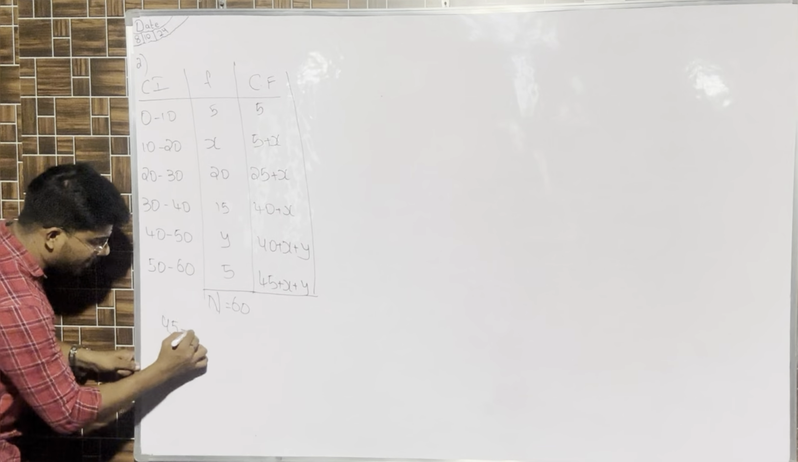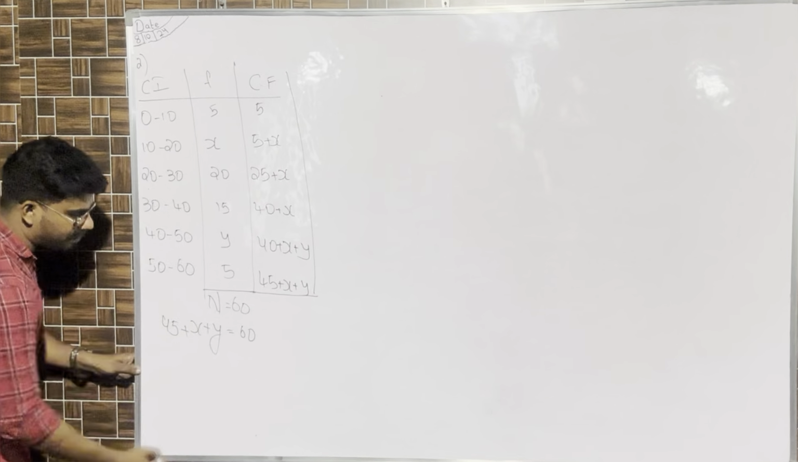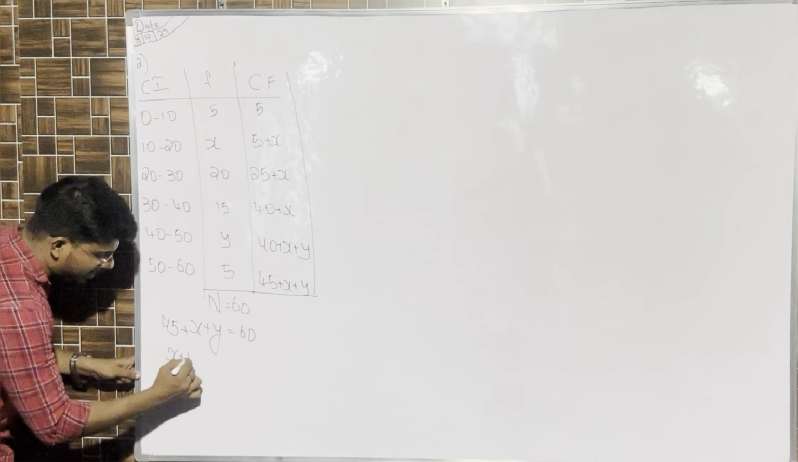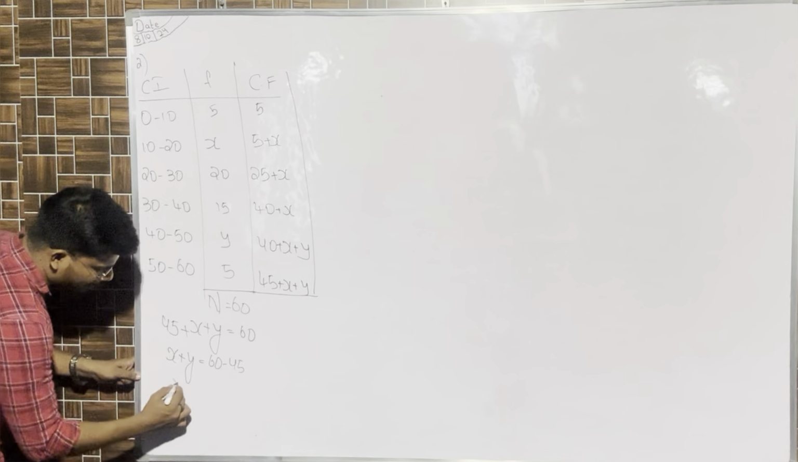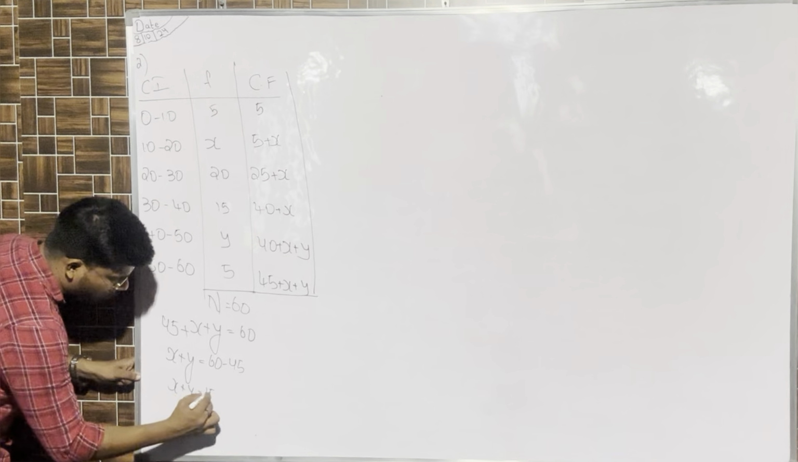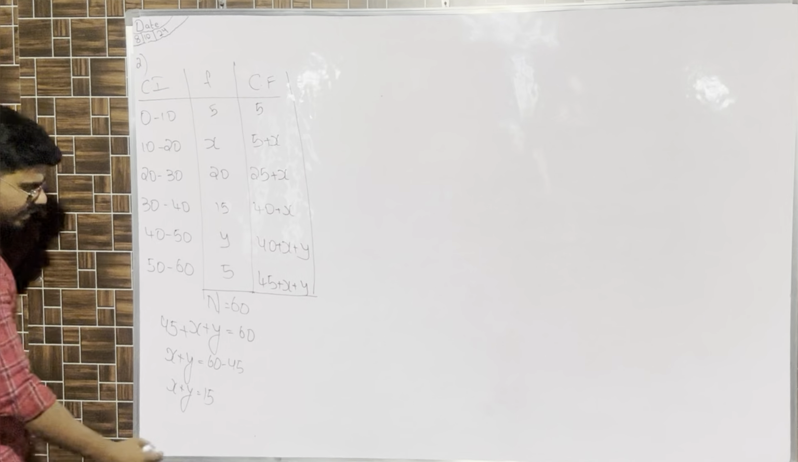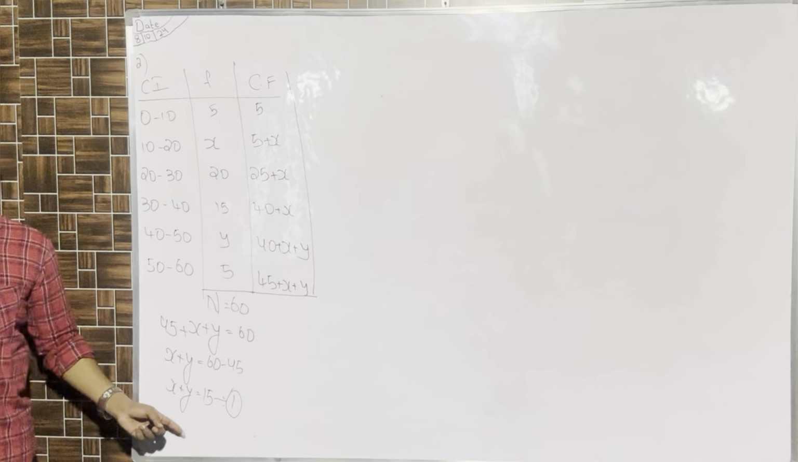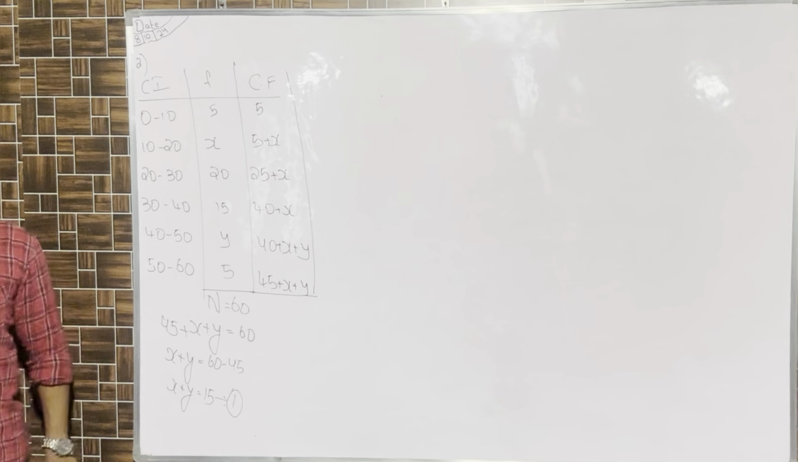So it is 45 plus x plus y is equal to 60. If I send plus 45 over there, it will become minus 45. X plus y is equal to 60 minus 45. X plus y is equal to 15. Write it as equation 1 and we'll utilize it later. If we have the value of x, I'll substitute over here and I'll get the value of y. If I have the value of y, I'll substitute over here and find the value of x.